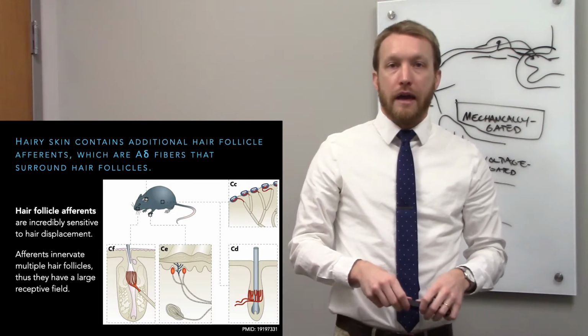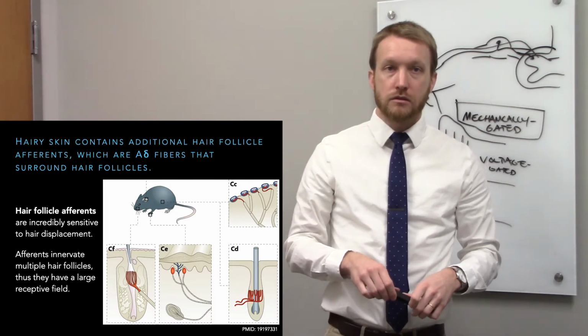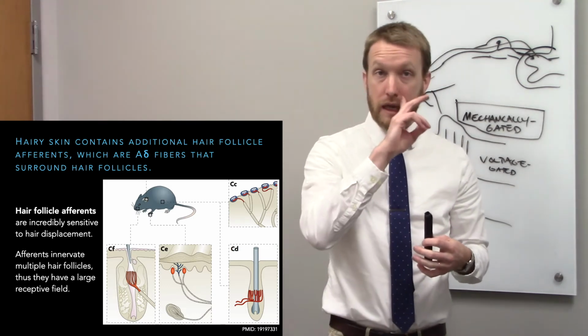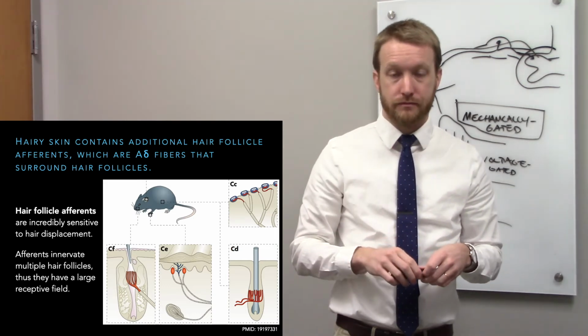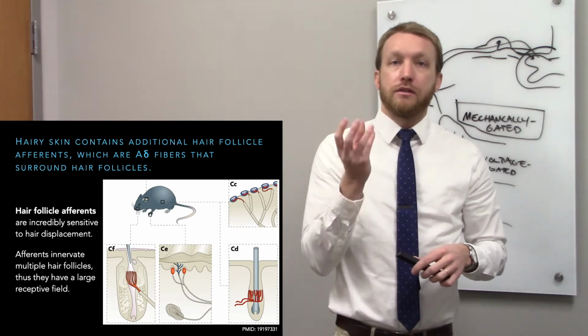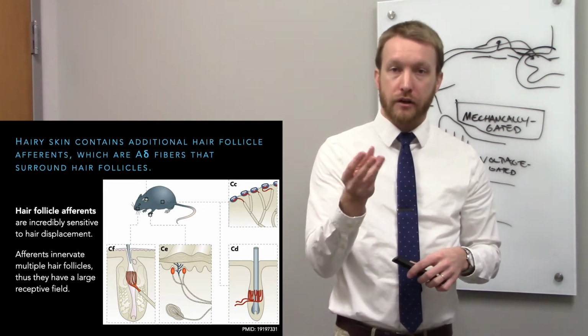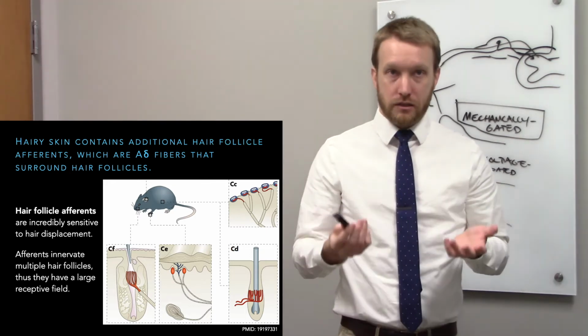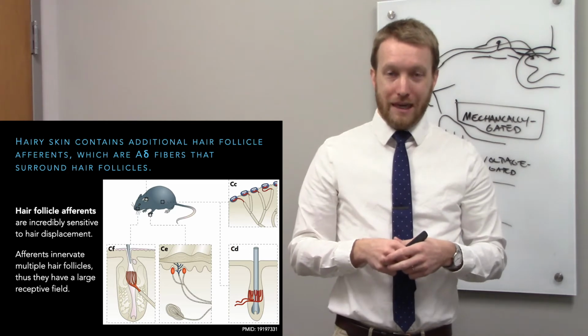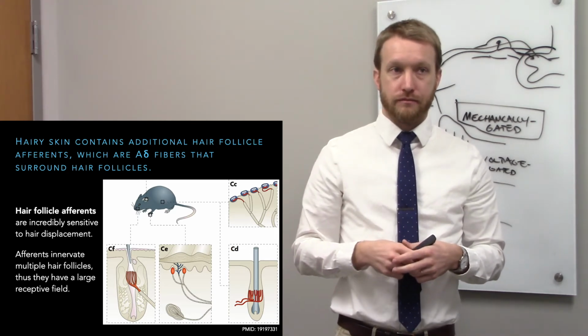We'll also have afferents hitting hair follicles. Same idea here. It's going to be stretch receptors, but we're going to be using A delta fibers. That's the only real difference. So they're going to surround the hair follicle. When the hair follicle moves, that's going to stretch their axon and pull open mechanically gated ion channels.